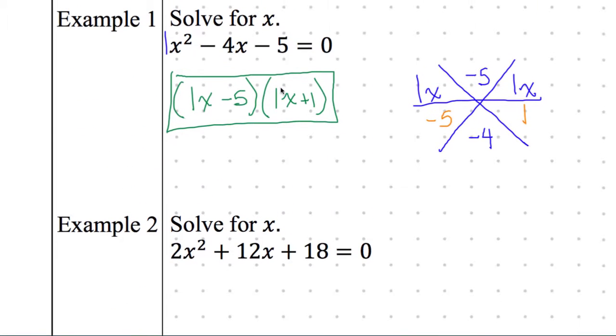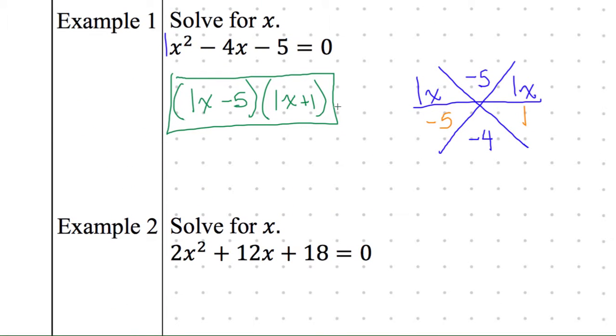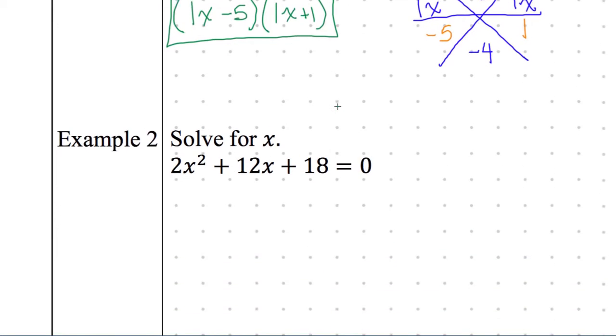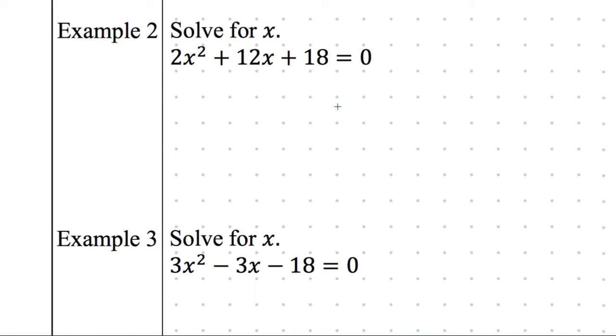All right, so that was example 1. Make sure you have it written down. I see no pencils writing. So we are done with example 1. On to example number 2. What's my first step?